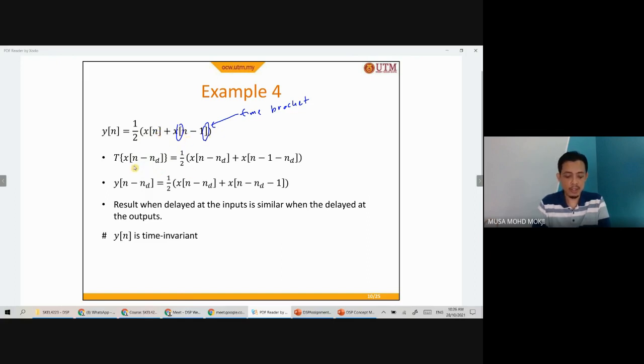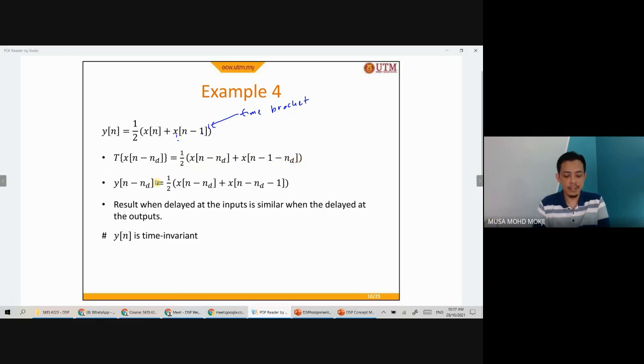So what is this? We're going to delay the input by nd. So whatever is inside that bracket, we're going to delay it by nd. The first one, I'm going to remove this. The first one inside the bracket is n, so we just subtract nd. But this one is n minus 1, so whatever is inside here, we just subtract nd. So this is what we get: 1/2 (x[n minus nd] plus x[n minus 1 minus nd]).